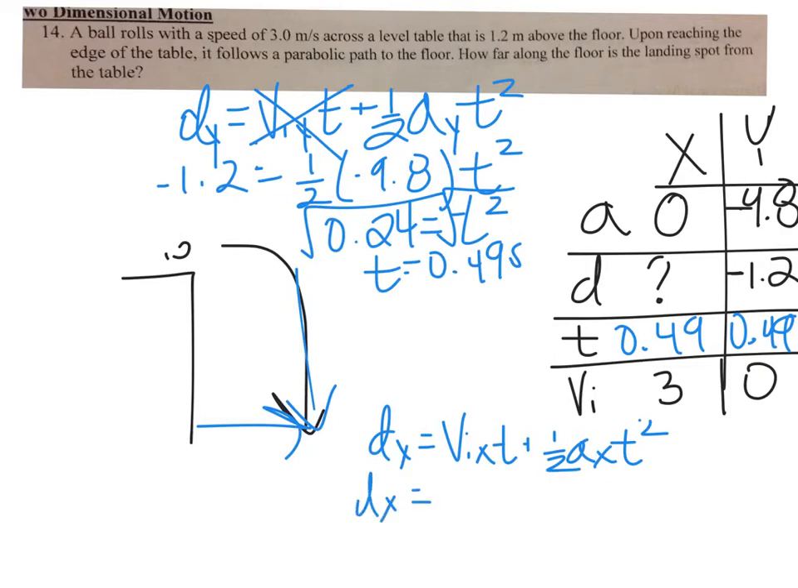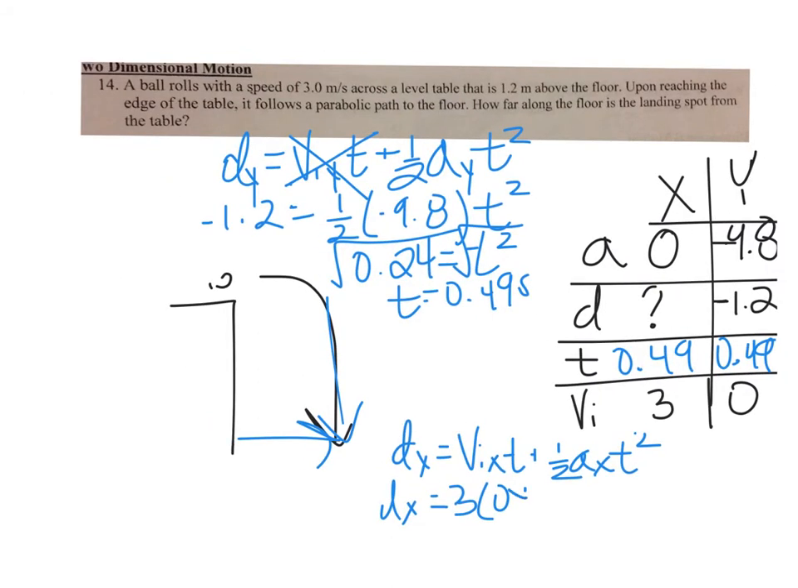We've got initial velocity of 3. Our time that we just found is 0.49. And then our acceleration horizontal is 0, so all that gets canceled out. So again, I'm not going to write that down. And so all you're doing is multiplying 3 times 0.49, and you are going to get an answer of 1.47 meters. So our horizontal distance and the answer to our question is 1.47 meters.